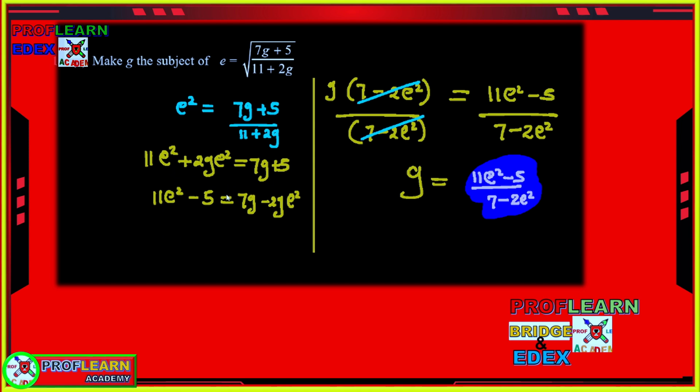I arranged it in such a way that I'm having those terms with g. What I want to make the subject, you put on one side so that you can factor g out and then divide all through by the expression that's remaining inside here. We get our g being 11e squared minus 5 over 7 minus 2e squared. Right, I believe you are learning much on how you can work that out.